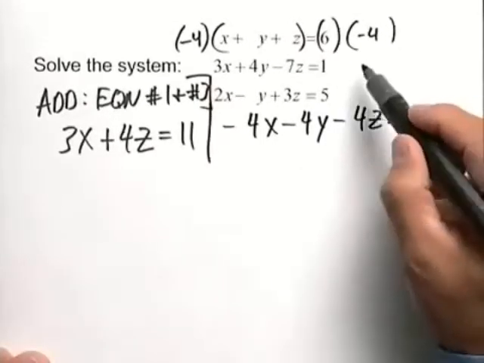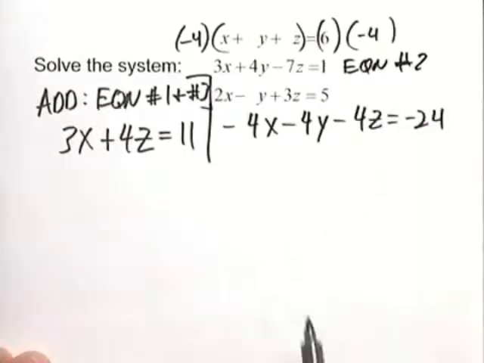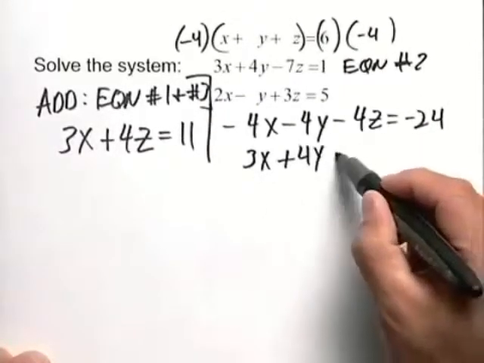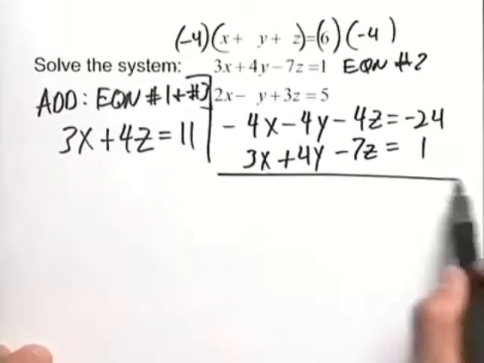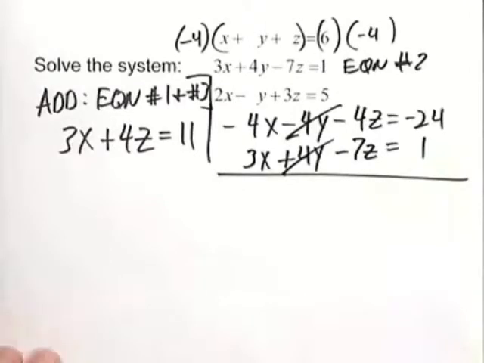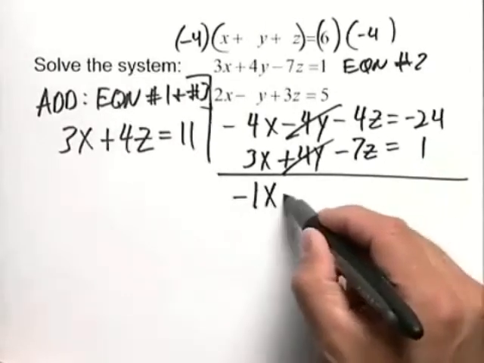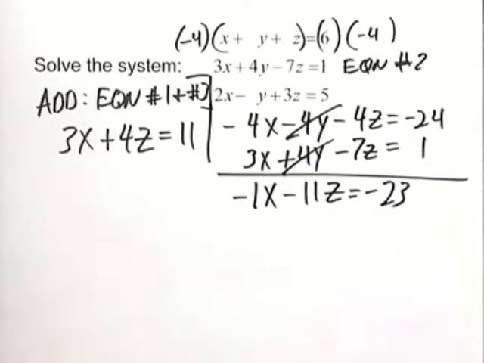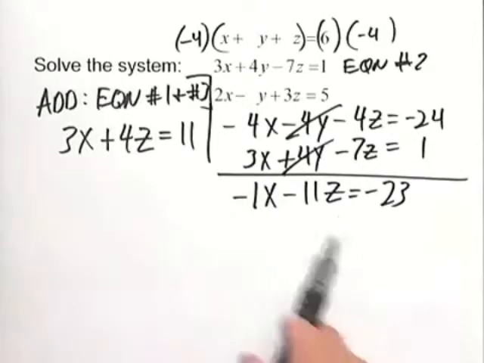And remember, we're going to add that here to equation number 2. So we get 3x plus 4y minus 7z equaling 1. And again, by design, when we add down those columns, those y terms disappear, and we obtain a negative 1x minus 11z is equal to a negative 23. Now we have two equations and two variables, and it's a little bit bothersome that it's in terms of z, but we can handle it.